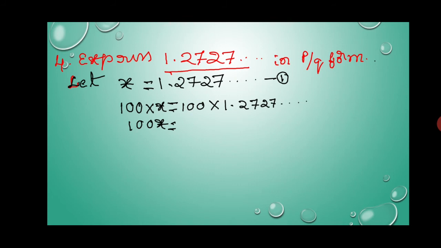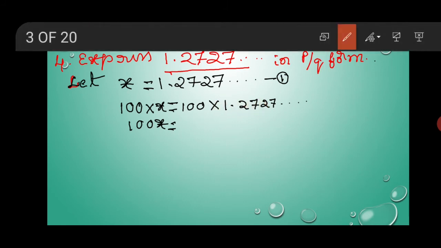The decimal point moves 2 digits to the right. So it becomes what? 127. The decimal point will jump here. So 127.272727 like that it becomes. I will write now. It is 127.2727. You can write 2727 in this way. Now write it in equation number 2.